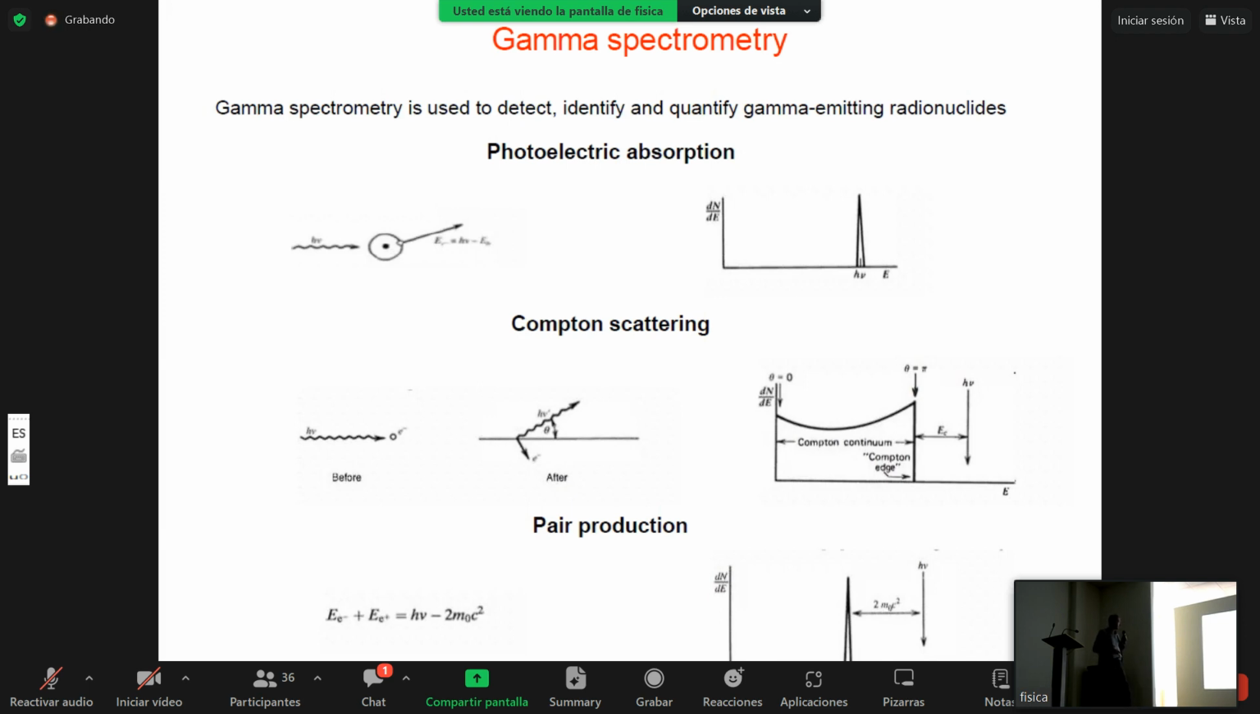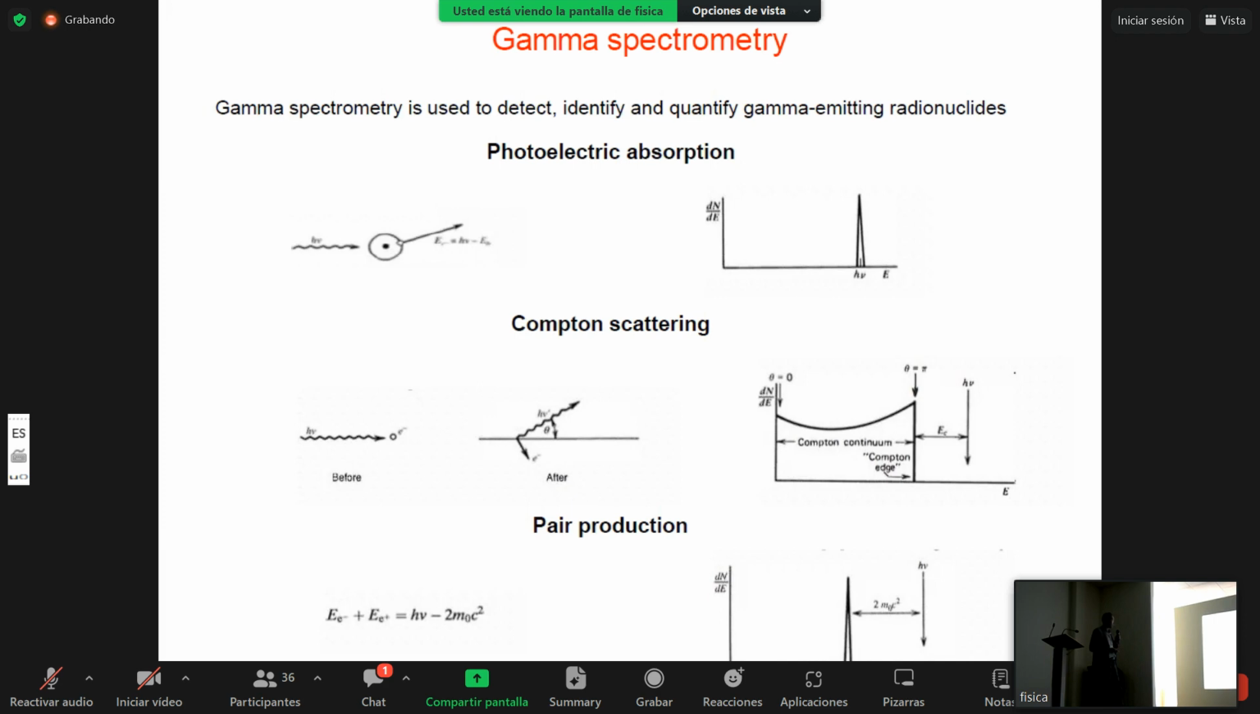And the third process which can happen is pair production. Here, all energy goes to an electron and positron, and we have this peak, and the energy of this peak corresponds to the energy of the gamma ray minus two electron masses, which is equal to 1.42 MeV. I mentioned it in my previous lecture.